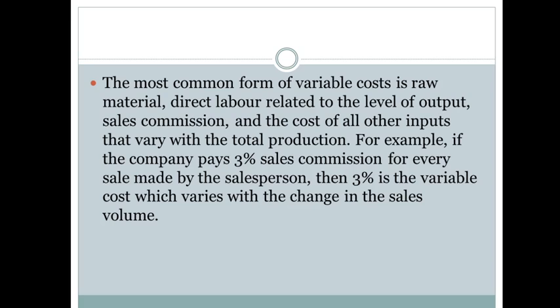For example, if the company pays 3% sales commission for every sale made by the salesperson, then 3% is the variable cost which varies with the change in the sales volume. So this is what the variable cost is. The formula to find out variable cost is: variable cost is equal to total cost minus fixed cost.